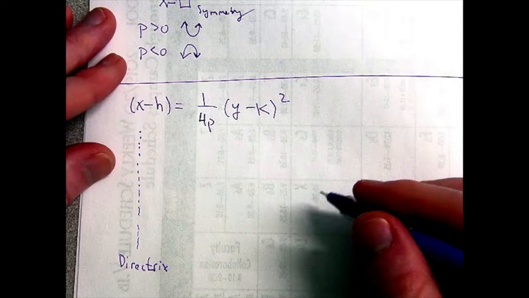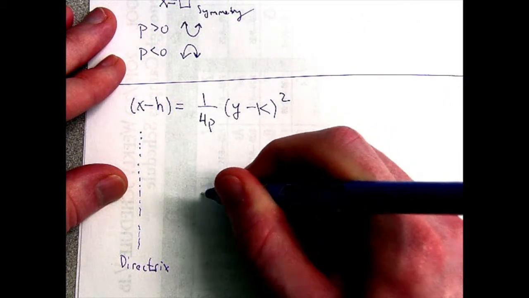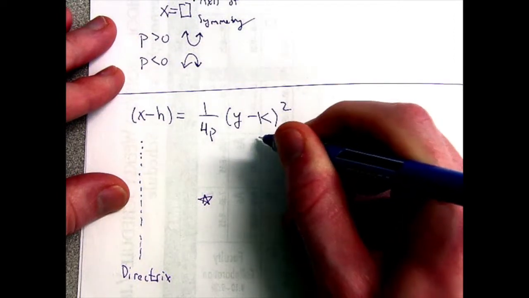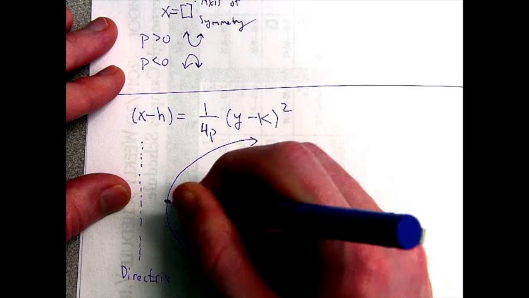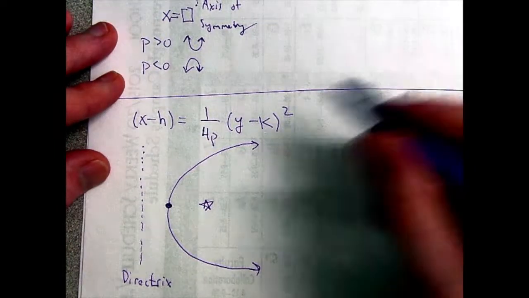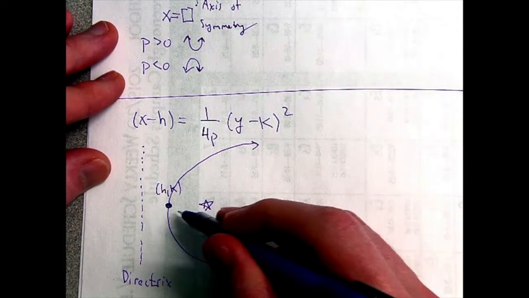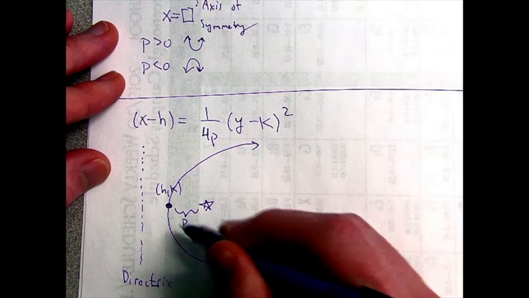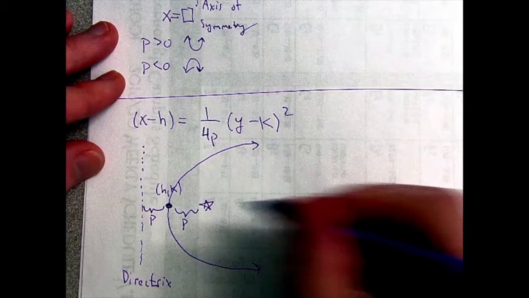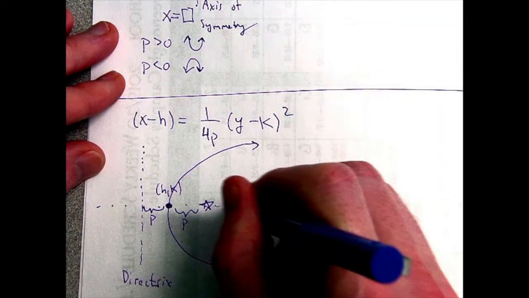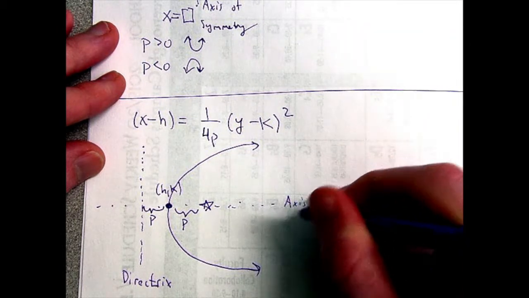So the directrix would be a vertical line, and the focus would be perhaps over here, and the graph would be something like this. The vertex is right here. Just as before, the vertex is still located at h comma k. That hasn't changed. And just like before, this distance right here is p, and this distance right here is also p. Everything's the same, and you've got this axis of symmetry, although the axis of symmetry is now a horizontal line.